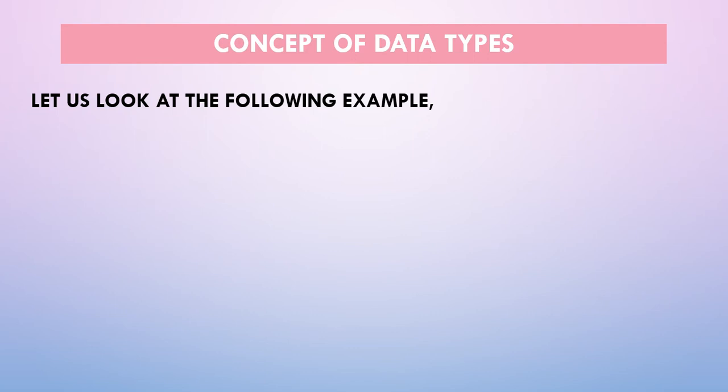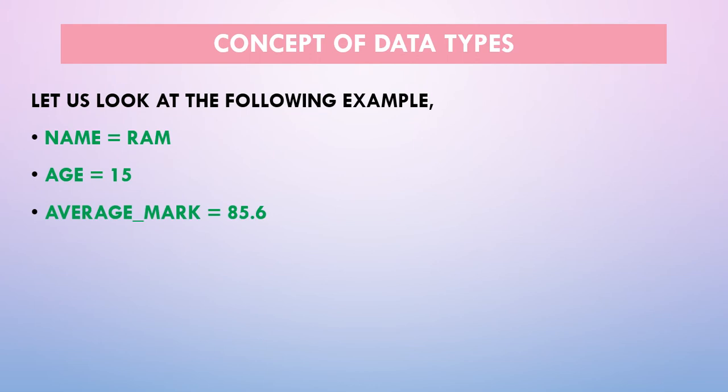Concept of data types. Why do we use data types here? Let's see the example. Name equal to Ram, age equal to 15, average mark equal to 85.6. Here the name is the field and Ram is the value. In C++, each field is called a variable and the value is called data. What do you mean by data? The collection of raw facts is called data.